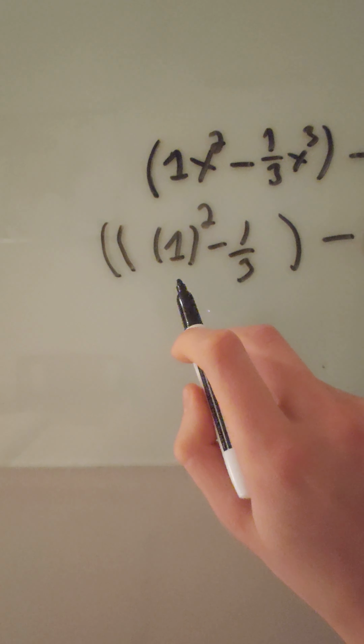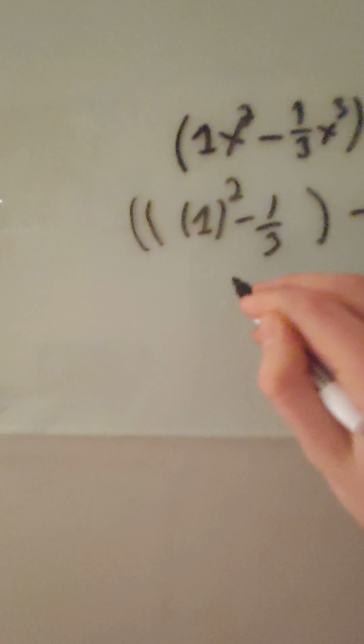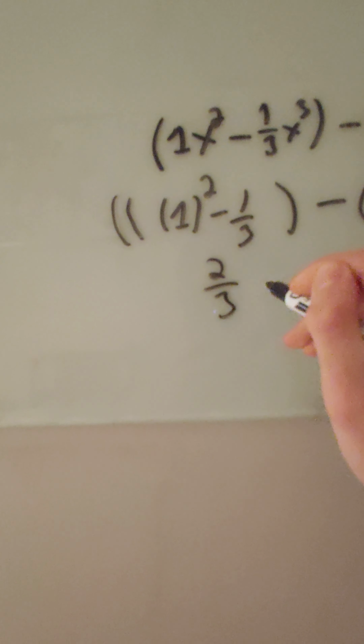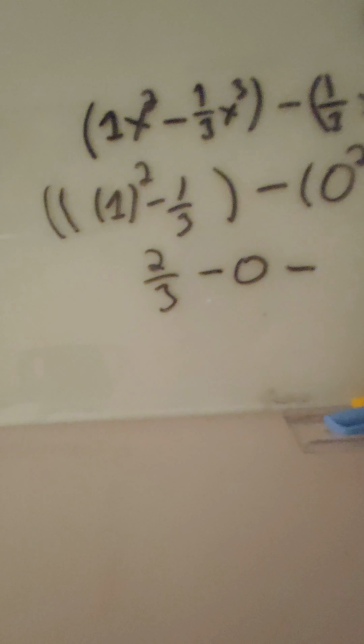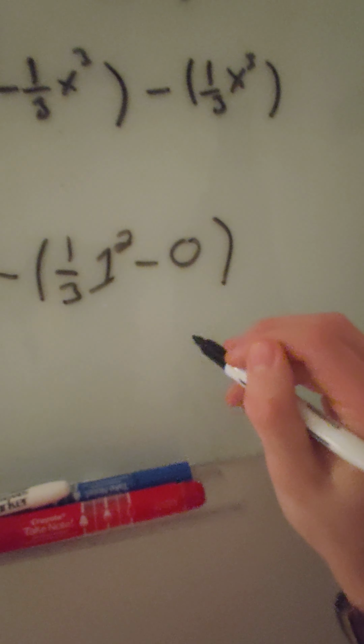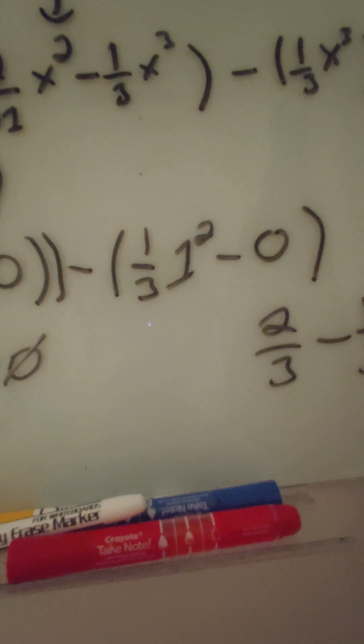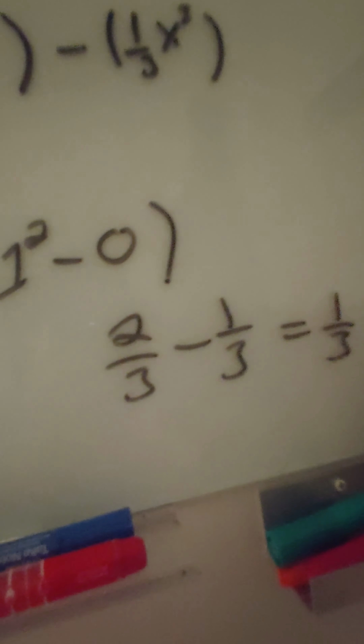Okay. So notice that 1 squared minus 1 over 3 is equal to 2 over 3. 2 over 3 minus, this whole thing is just 0, minus again 1 over 3 plus 0. Zeros don't mean anything. So we have 2 over 3 minus 1 over 3, which is equal to 1 over 3, which is the answer. Area is equal to 1 over 3.